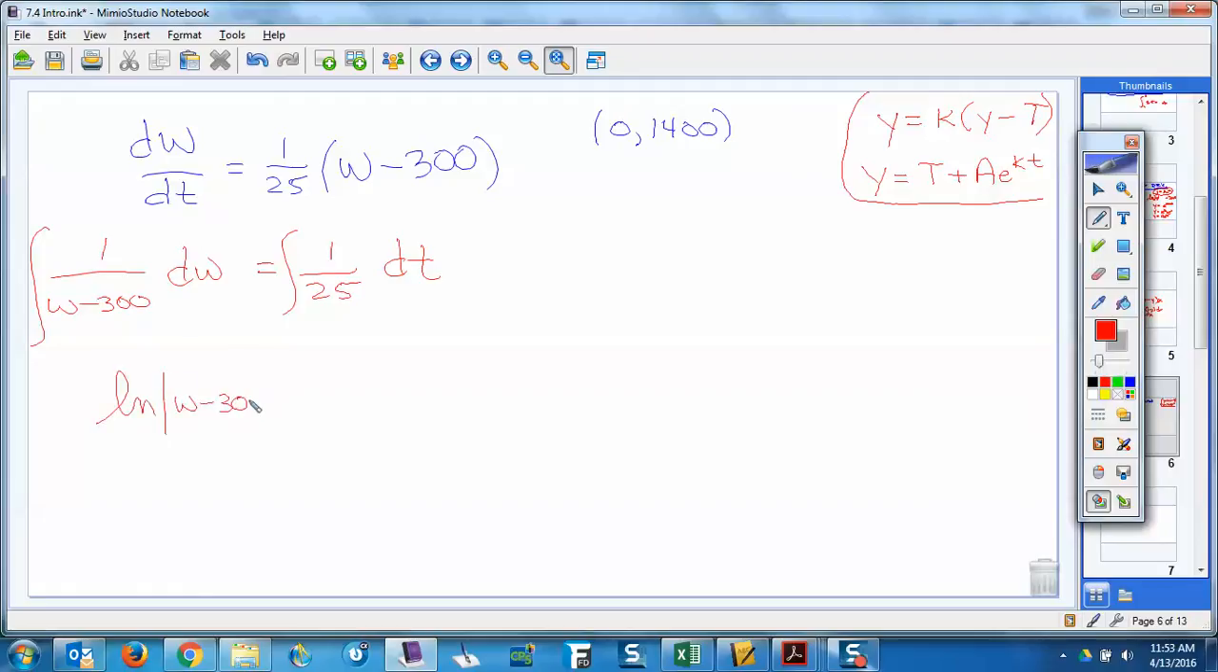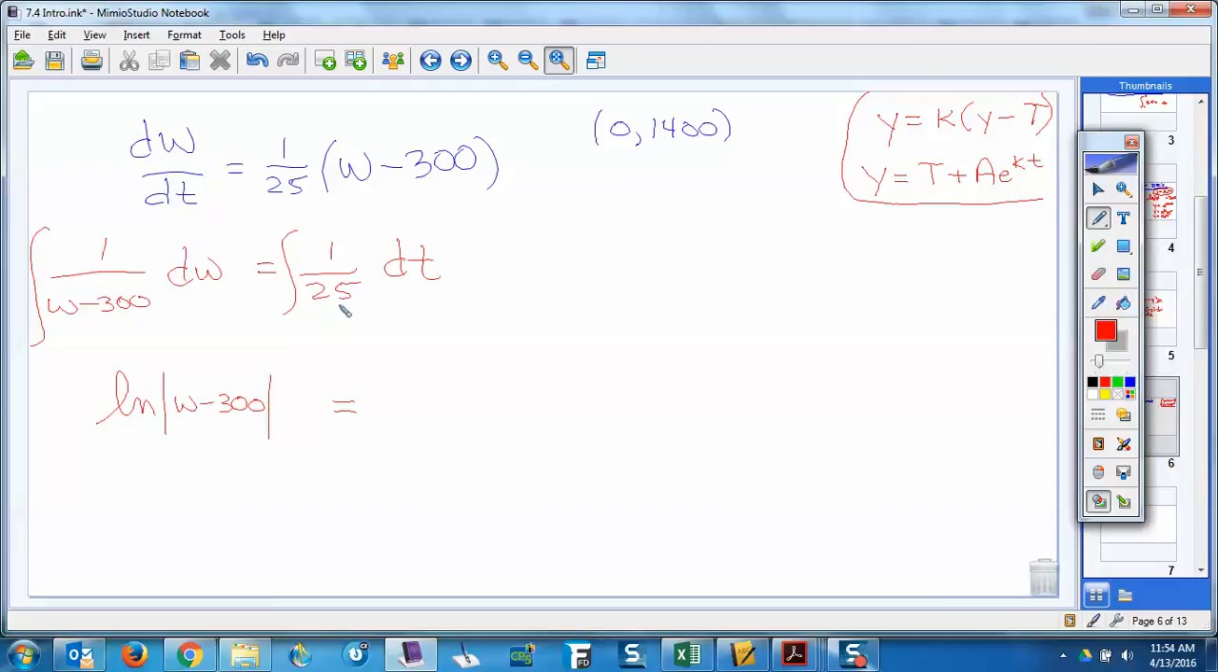I'm going to put bars around that, but it doesn't really matter. Again, what would be the derivative of ln? It'd be 1 over what's on the inside times the derivative of the inside. Well, the derivative of the inside would just be 1, right? With respect to w. Now we're talking about with respect to w here. So the derivative of the inside would just be 1. So that would be that one.